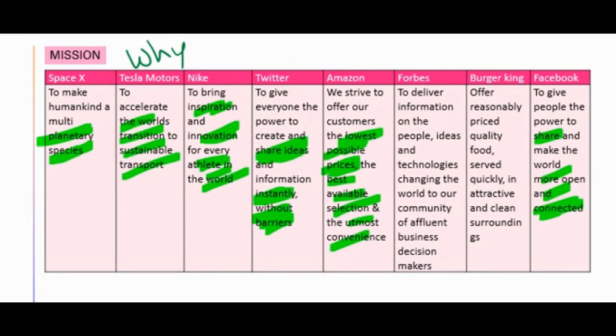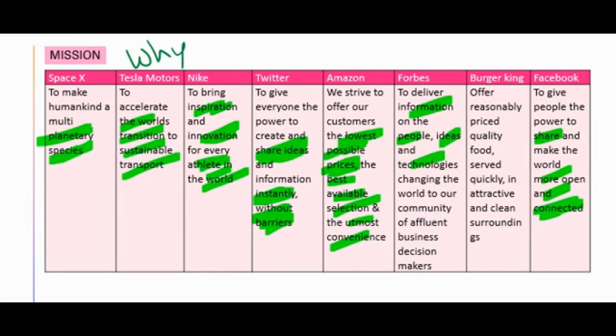So let's take two more examples. Forbes. What Forbes says: to deliver information on the people, ideas, technologies, right? This is what they do, and we know that it is a well-known company which gives information on who the top people are, who the richest people are, what the great ideas are, and what the best technologies are that are innovated. All these things are highlighted, and information is shared with the entire world, right?